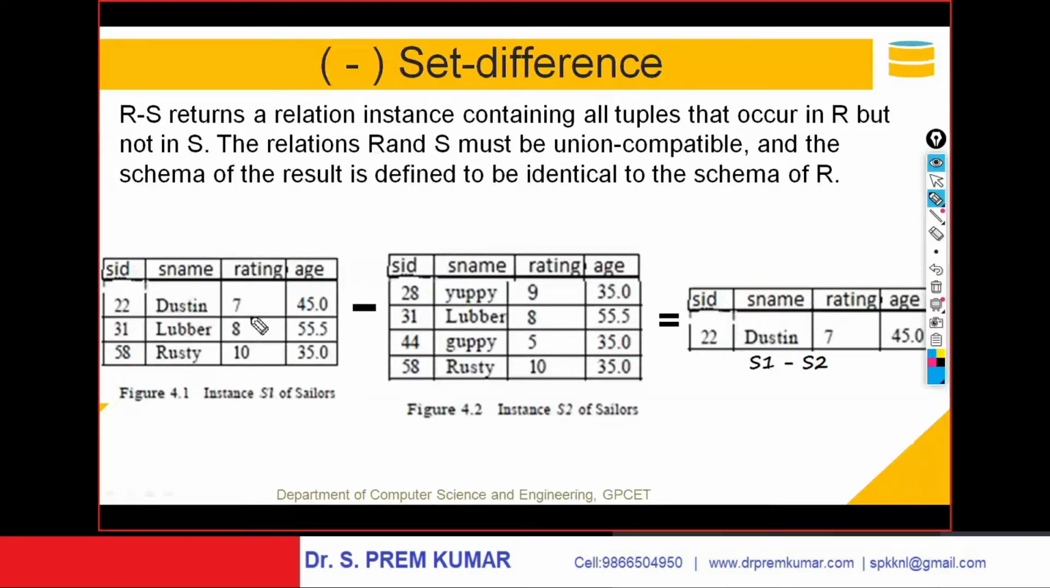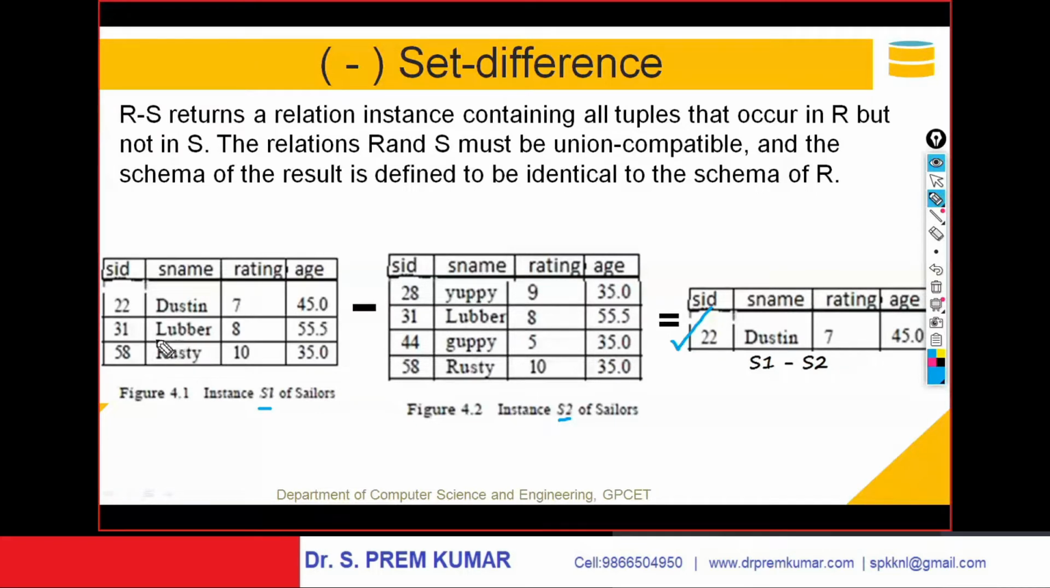Dustin, 22 Dustin. Do you have 22 Dustin in S2? You don't have. 22 Dustin is in the first relation. Do you have this in the second relation? You don't have. When you don't have it, in the output you will be having Dustin.